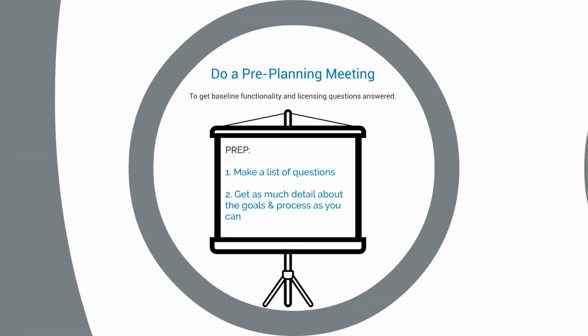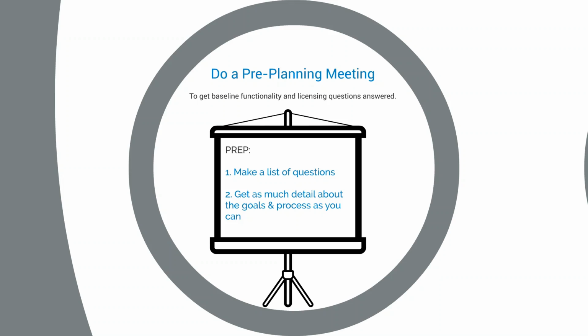So the first thing you can do is a pre-planning meeting. And this type of pre-planning meeting that I'm referring to is just to get any questions of baseline functionality or licensing out of the way. One of the things that's always a major constraint to software projects is what kind of software is available and what's the basic functionality of the software. So there's no point in discussing a project if there's no access to the software.